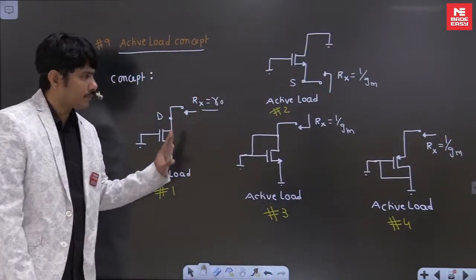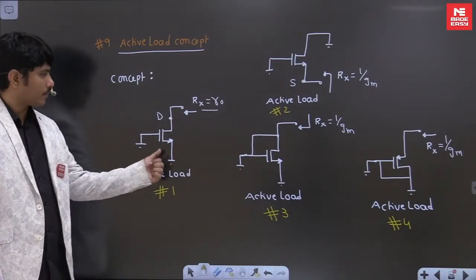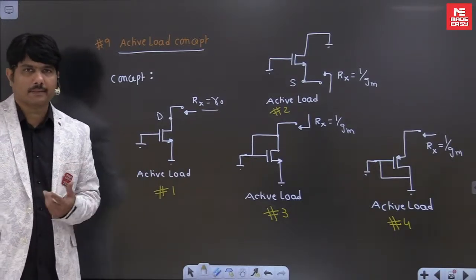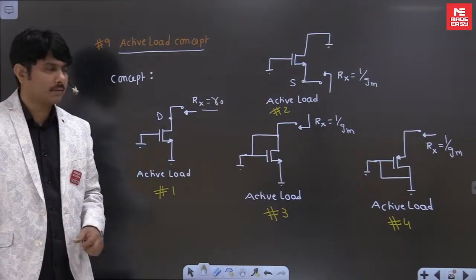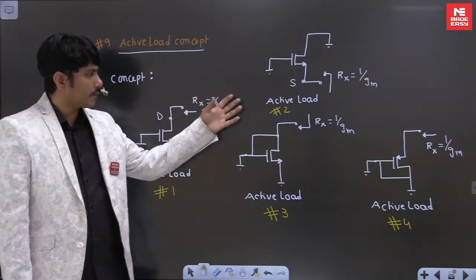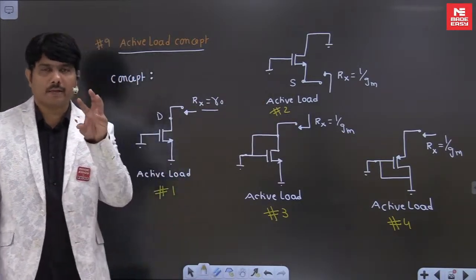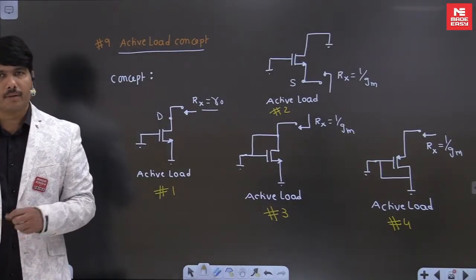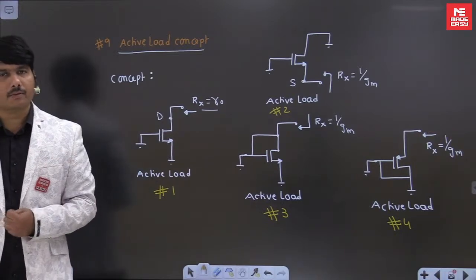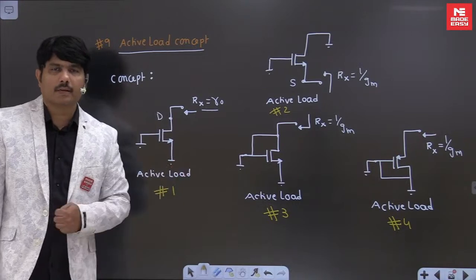Only these 4 models may come in your active load problems. This load when you connect in your amplifier circuit, if you are seeing from the drain, change the transistor like a resistance as R0. In other 3 cases, if it is diode connected styles or if it is the source side, you have to write 1 by GM. Because at the source side, the impedance is very less, 1 by GM. Drain side, it will be high resistance called R0. Who understood these 4 tricks, I think doing the questions is nothing.